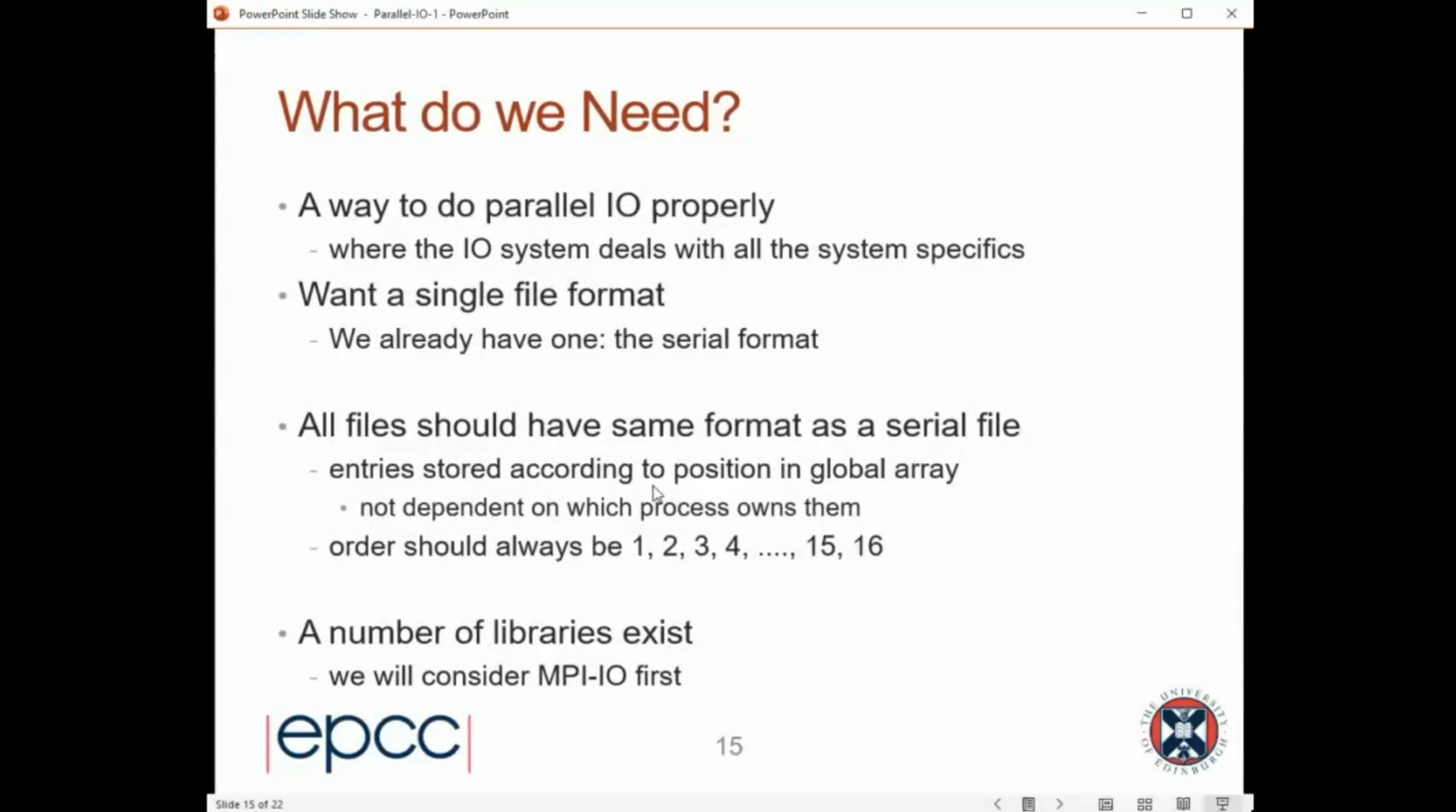So what we want is a way to do parallel I/O properly. We want the I/O system to deal with all the system specifics, but we want to end up with a file which is identical to the serial file. As I said, all files should have the same format as the serial file. The entries should be stored according to their position in the global array.